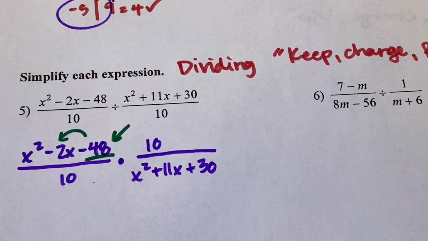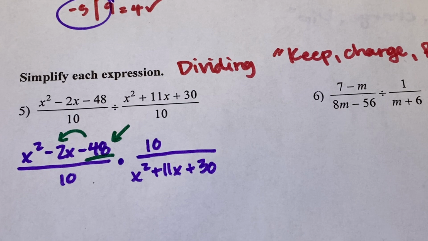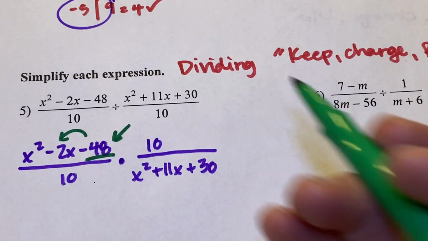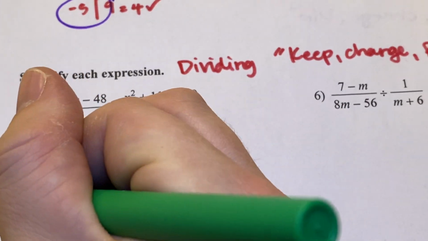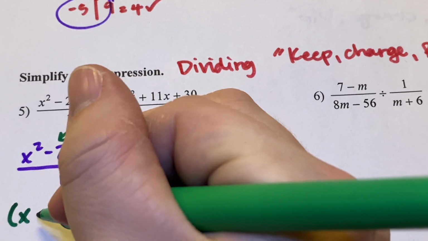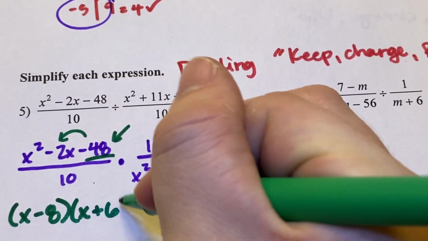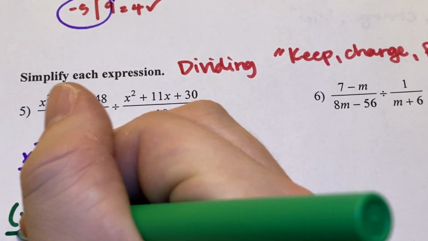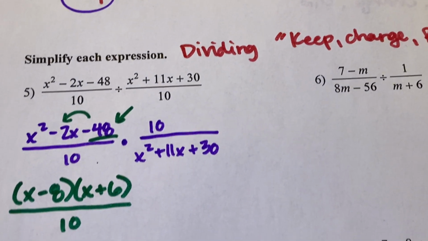What multiplies to 48? Not quite 8 times something. 6 and 8, okay. If I want negative 2, I want my 8 to be negative because that one's bigger. So that means this numerator factors to x minus 8, x plus 6. Okay, there's our numerator. It's all over 10. I'm going to keep it as 10, and you'll see why in a second.